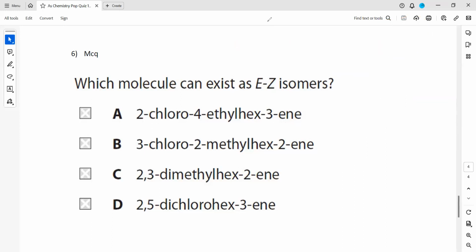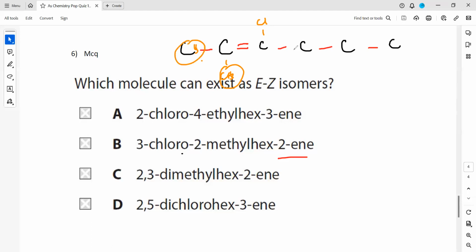When we check B, hex means six carbon atoms are there. Between the carbon atoms, the second position, there is a double bond. Third position, we have chlorine. And second position, we have methyl. So this is also methyl. As you can see, the carbon having a double bond has identical groups attached, so I don't have to check anything else. If identical groups are attached to the carbon having a double bond, it does not exhibit geometrical isomer, because we cannot compare which group is heavy and which group is lighter.